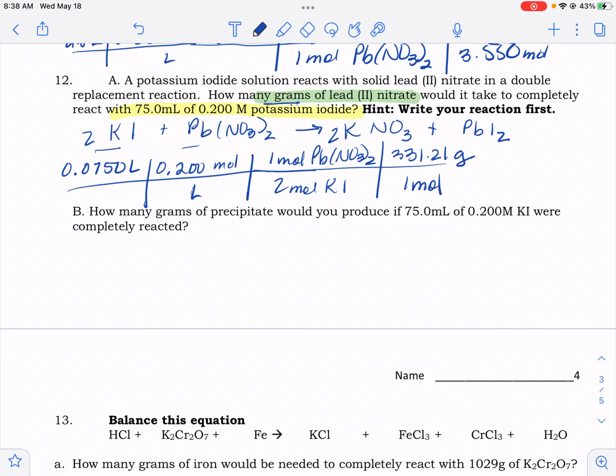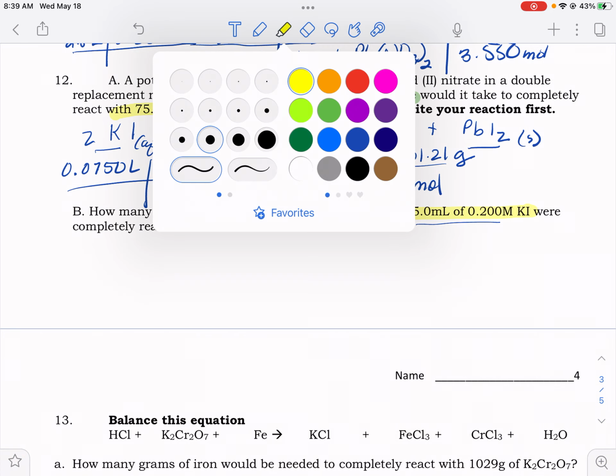Okay, part B, how many grams of precipitate would you produce if you started with this amount? So this is our given. Now we have to figure out what's going to precipitate. Looking back at our equation, obviously these are solutions, but one product is potassium nitrate, the other is lead iodide. If we check our solubility table, we'll see that lead iodide is what will precipitate. So that's what we're going to be solving for.